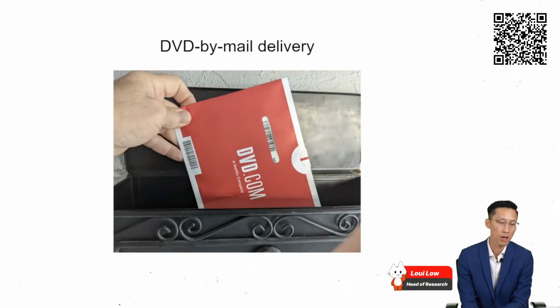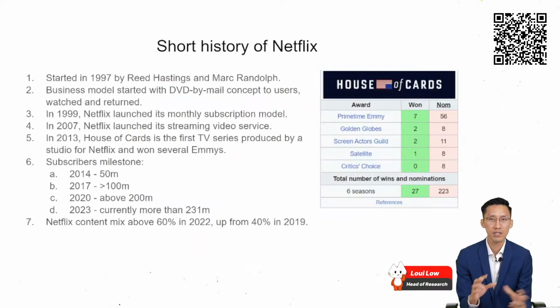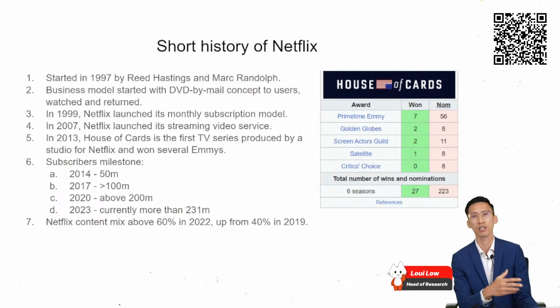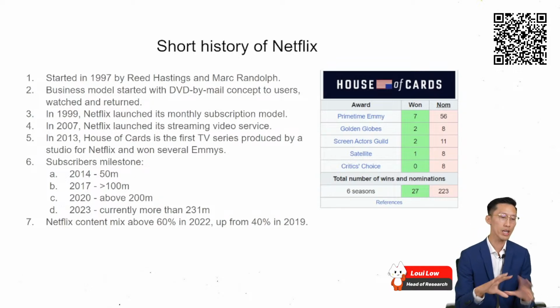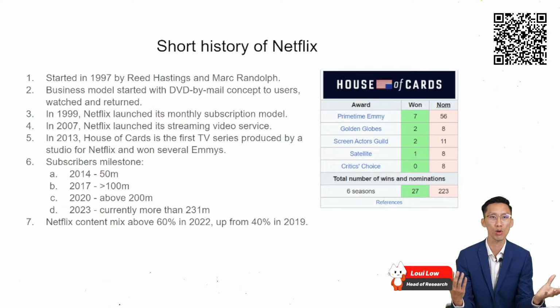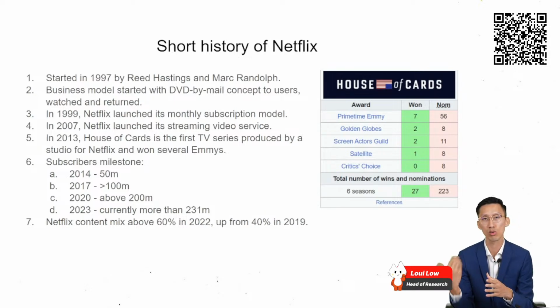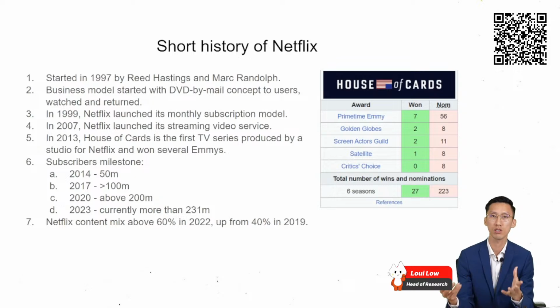So last time, this is Netflix when they had this DVD by mail delivery. They started off as a DVD by mail concept where users watch, then return the DVD in one piece. They started in 1997, and during this period they wanted to launch a subscription model, which was in 1999. Later, it went into the streaming video services model.